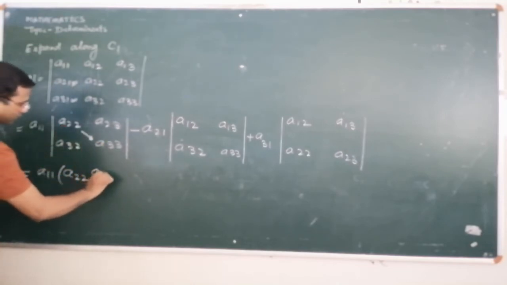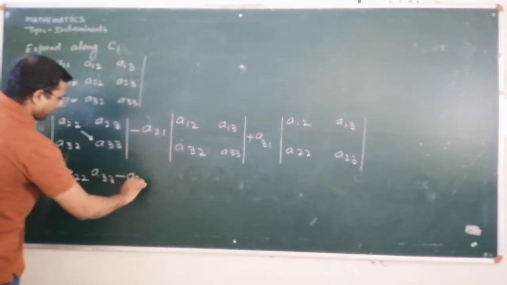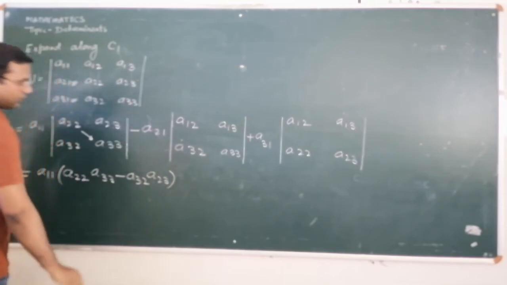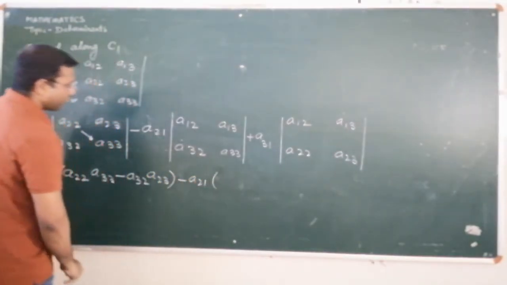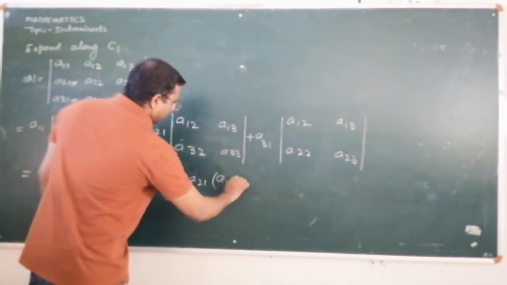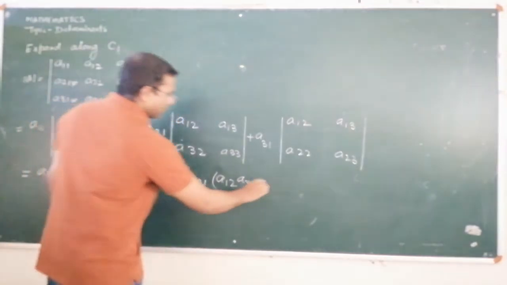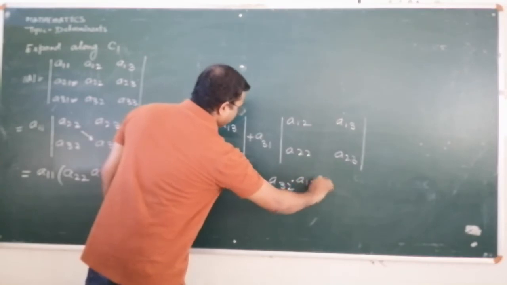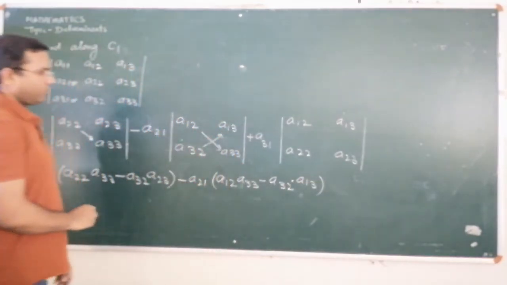A22, A33 minus A32, A23. Then second minus A21. Then you will write A12 into A33 minus A32 into A13. So this is only the procedure we will have to follow.